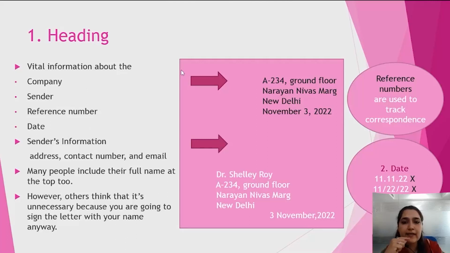Usually the heading is at the top of the page. So at this part of the page, the heading would be there. Then comes the sender. We can see two examples of how the sender's name is written in the heading part. We can start with the exact address, then the other details of the address, and then the lane or location, and then the city. So this is how it is aligned, one under the other.